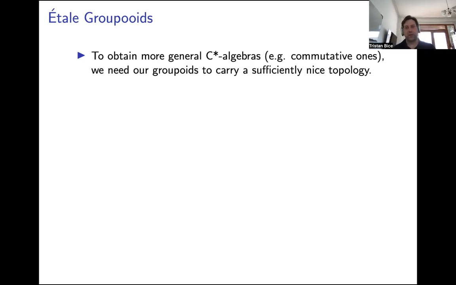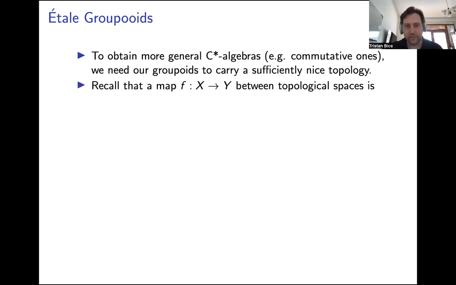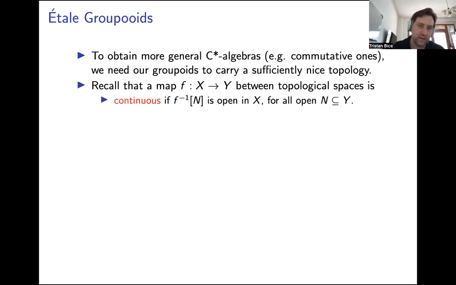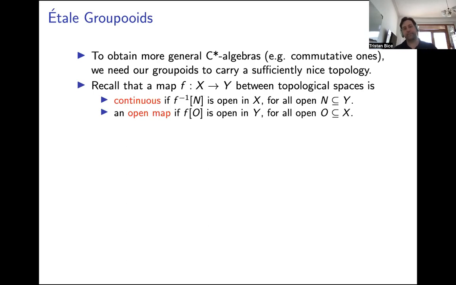So likewise, if we want to include those and hopefully many more interesting examples as well, then we're really going to need to look at topological groupoids. In fact, what we really want to look at is these Étale groupoids. To define them, just quickly recall what it means for a function to be continuous and for a function to be open. When you have topological spaces, continuous just means the pre-image of any open set is open. Whereas on the other hand, to be an open map is just saying the forward image, the usual image of any open set, is open.